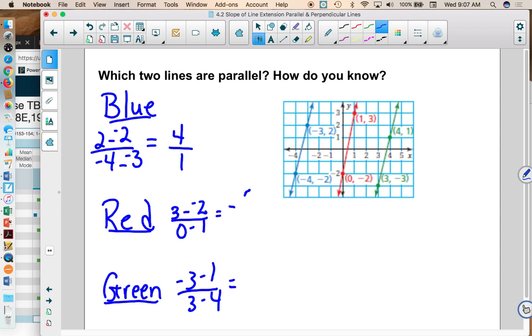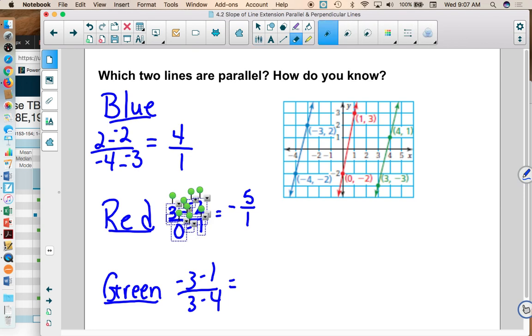5 over 1, now that can't be right. Something's wrong there, that's my fault. Let's see what I did wrong. I'll probably change the order. 0 minus 1, it should be 1 minus 0. Yep, actually, because of the way I did it, I changed up my order.